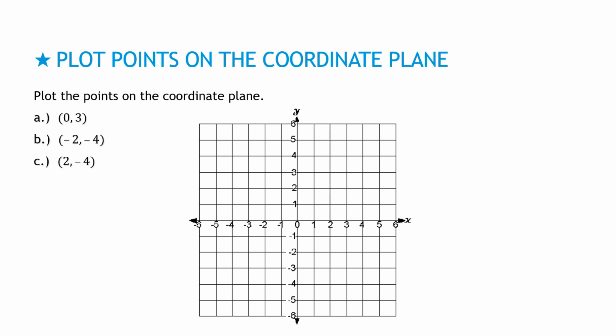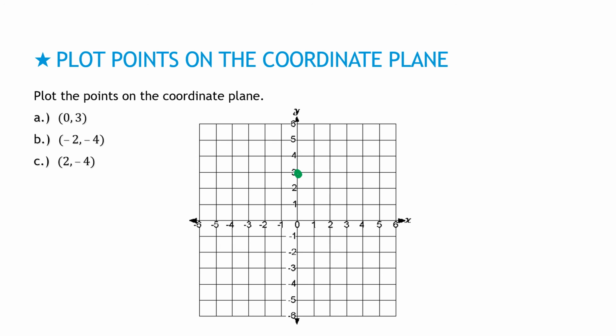So here are 3 for you to try. Go ahead and plot all 3 and then press play to see how you did. So for the first one, I'm looking at 0, 3. Remember, 0 is the x-axis, so I'm going 0 right or left, and then I'm going 3 up. So my first point is right there, 0, 3.